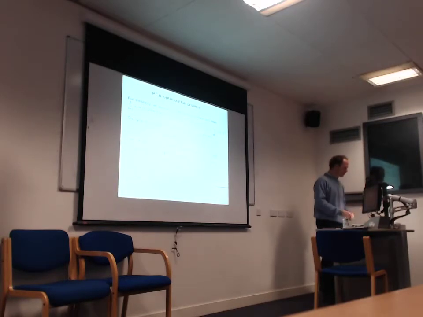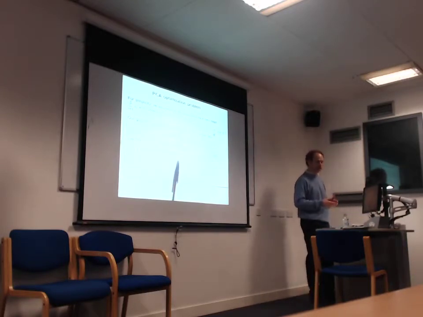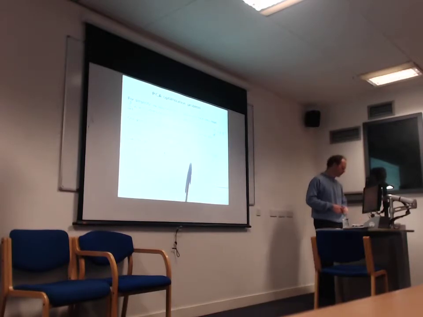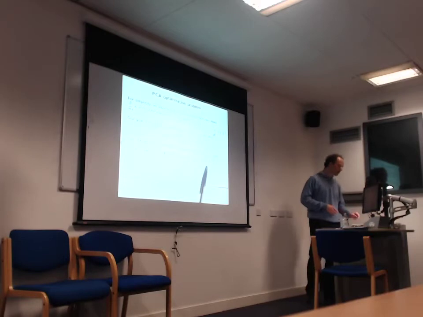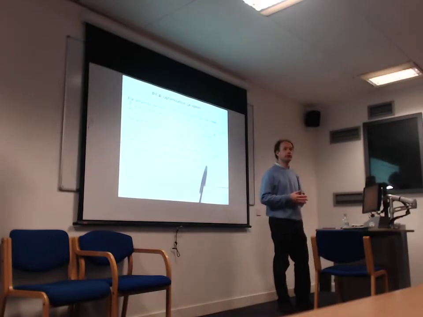So the constraints are as follows. We require P to be a symmetric matrix. It's a projection, so P squared is equal to P. Remember, this is one property of projections. And then we require that the rank is equal to k. So this means that the projection is k-dimensional. Okay.